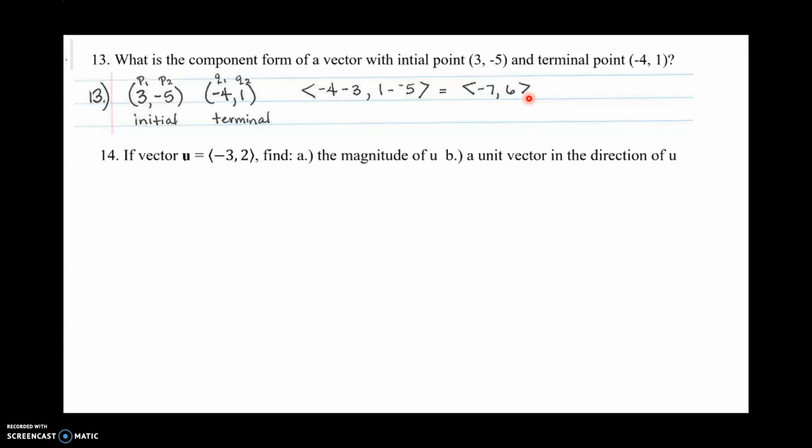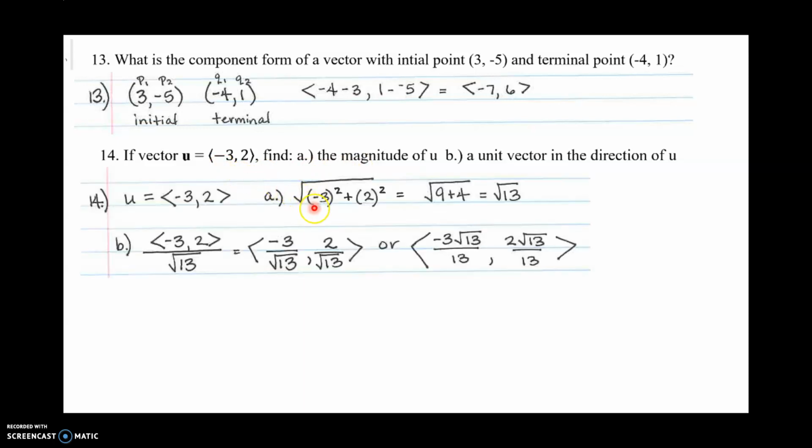Then for 14, I wanted to make sure that if you accidentally got the wrong answer for this one, it didn't mess you up for the rest of them. So I gave you a different component form of the vector here, negative 3, 2, and I asked you to find the magnitude. Magnitude is just like what we were doing a second ago with absolute value. It's just the first value squared plus the second value squared, and then the square root of that. So that would give us negative 3 squared plus 2 squared, so 9 plus 4 would give us square root of 13 for our magnitude.